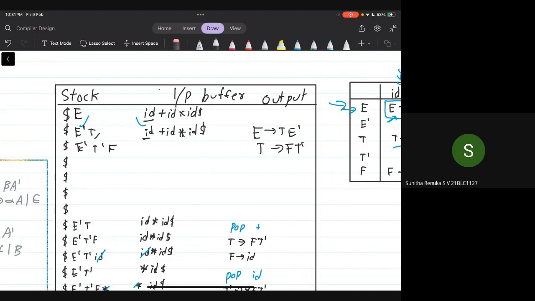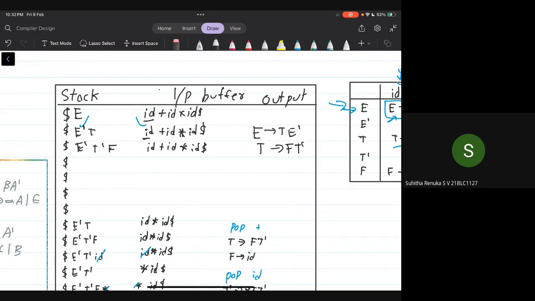E dash T, you wrote it from E. And T dash F, you got it from T. Now why are you writing E dash also? Because E dash we didn't change it. We only replaced T. T goes to F T dash. Is this the biggest algorithm there is? Will the rest be small, or will it come big like this? It's smaller. It becomes smaller and smaller.